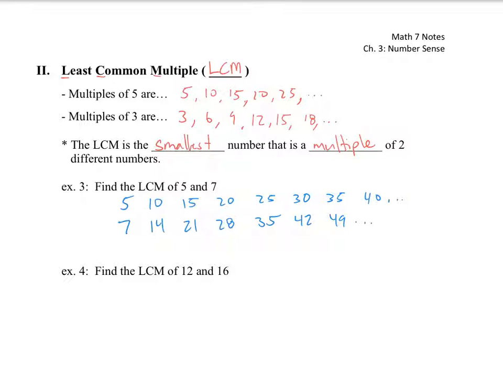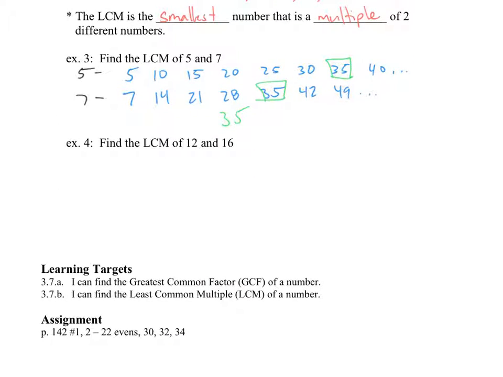Do we have any numbers that are in both lists? 35. So we got a 35 right here and a 35 right here. Is there any number smaller than that that's in both lists? No. So the least common multiple is 35. This one makes sense when it goes on forever.